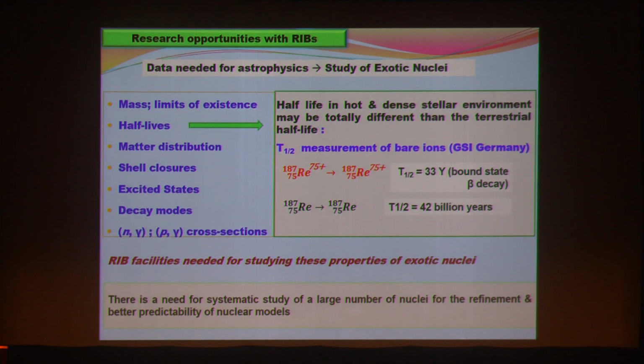Then let us come to another thing, which is very much connected to this conference, synthesis of nuclei. So the data needed for astrophysics are mass that determines the limits of existence, half-lives, matter distribution, shell closures, excited states, decay modes, and neutron number and proton number cross sections. Actually, all these data are needed for all the nuclei away from the stability line also.